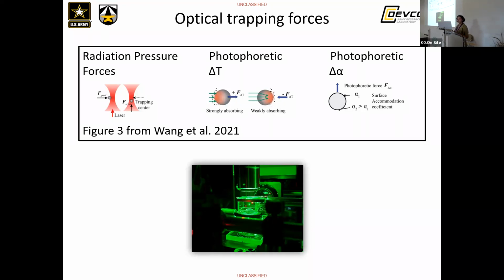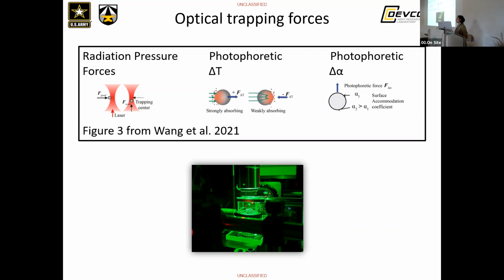And so the other force that comes out of radiation pressure is the gradient force, and that pushes your particle towards the more intense spot in the beam. So you have a force pushing up and a force pushing inward. And then the photophoretic forces have to do with the distribution of the heat in the particle.